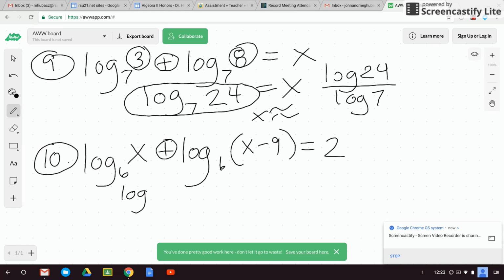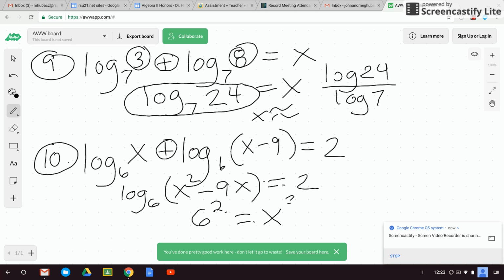We're going to condense the log expressions on the left side by writing them as a single logarithm. And so x times x minus 9 is the same as x squared minus 9x. And that equals 2. And so we just need to figure out how to solve this log equation. It is in its basic log form, so we can convert it to its exponential form. And that would become 6 squared equals x squared minus 9x.